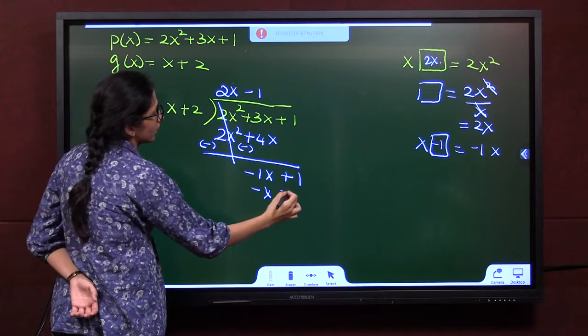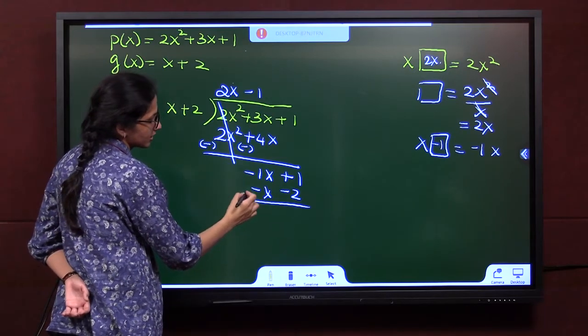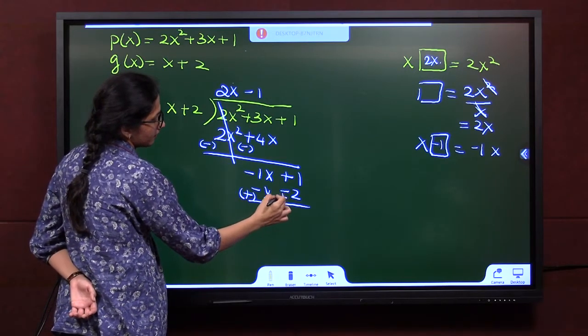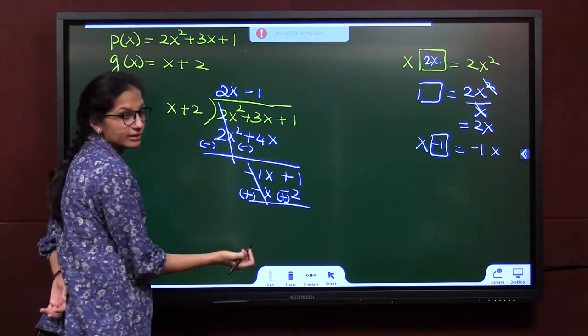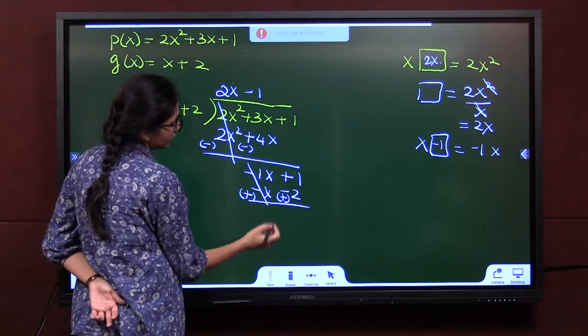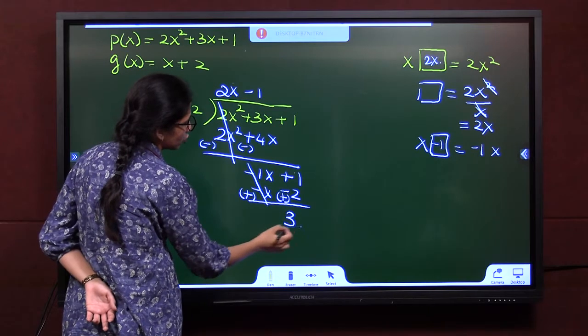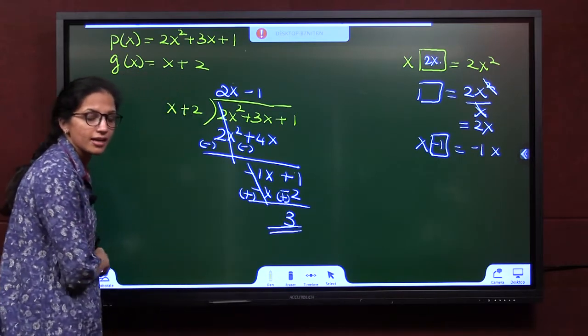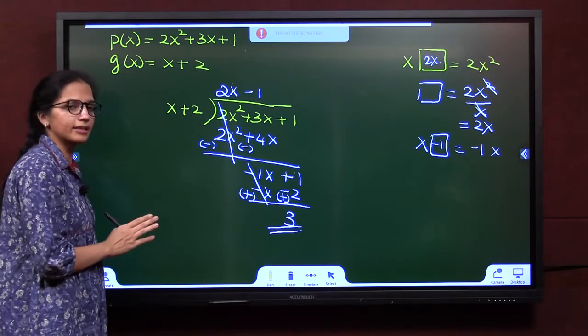2 into minus 1, minus 2. Change the signs, plus, plus. Minus and this gets cancelled. 1 plus 2, 3. So my remainder here is 3. Is my remainder 0? No, it is 3.